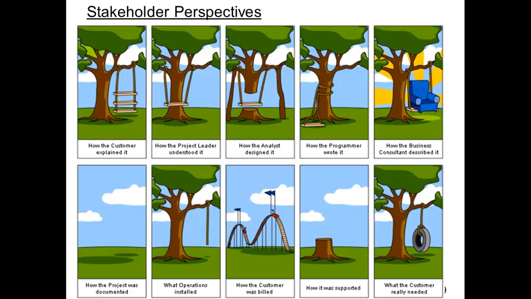Don't read the tech lines here. Which one is really what the user wants? 1, 2, 3, 4, 5, 6, 7, 8, 9, 10. It's hard to tell, but this ends up being what the user really wants.